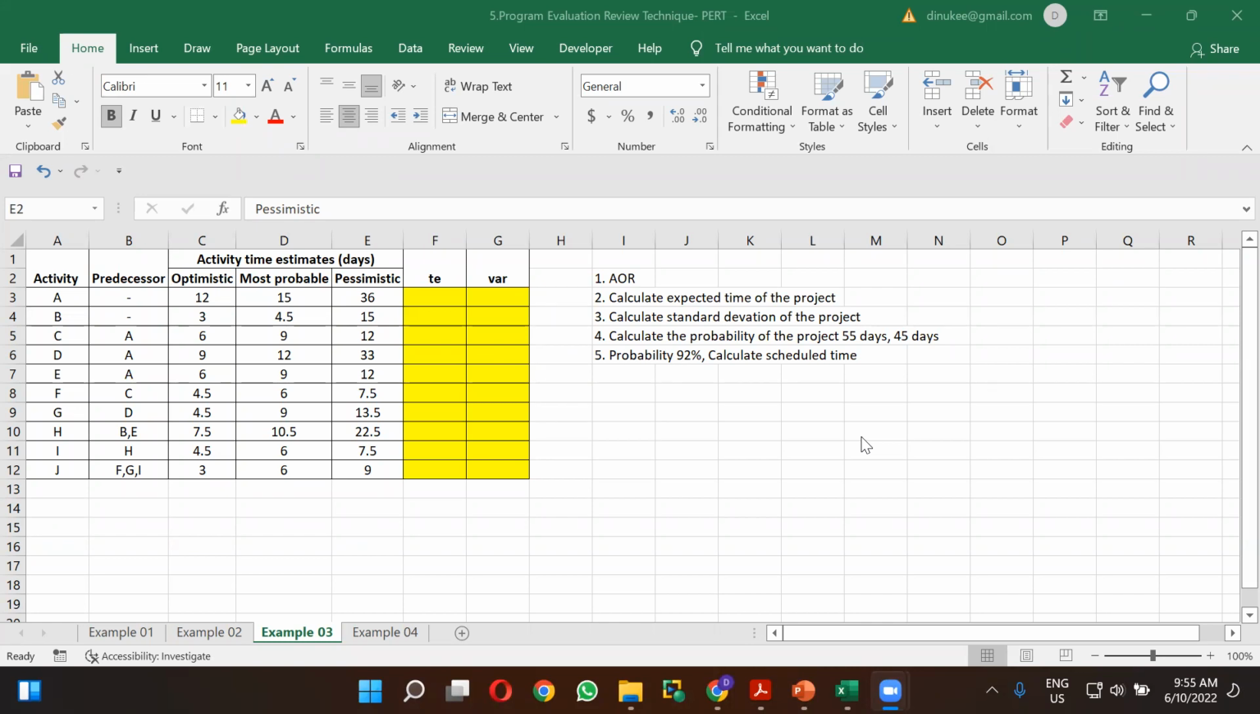Right. So that's all for today. And please make sure to complete example numbers 3 and 4 and come to the class.